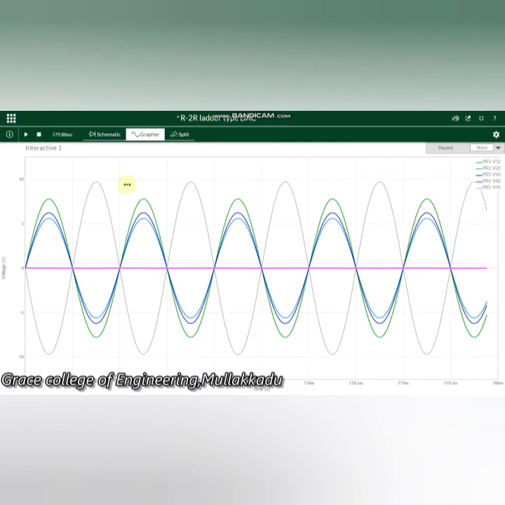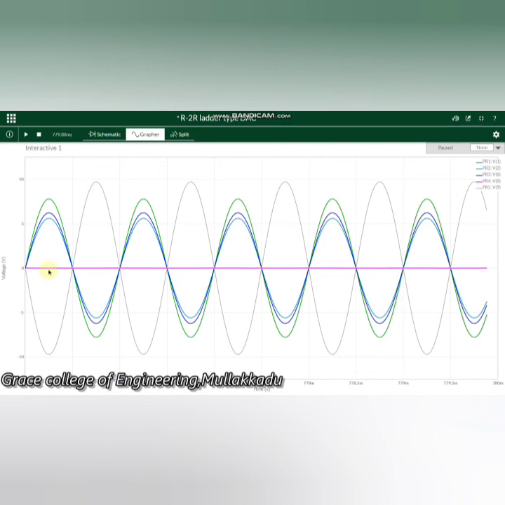This is the graphical output for this R2R ladder network. This is the first R2R ladder voltage output. This is the second R2R ladder output. This is the third R2R ladder output. This is the final output.